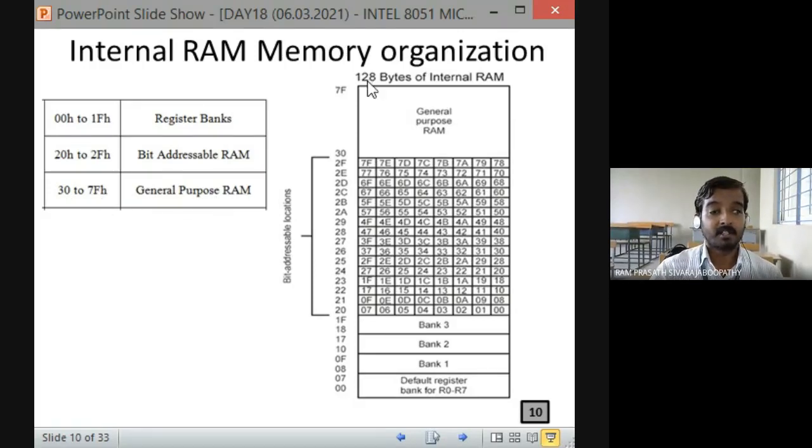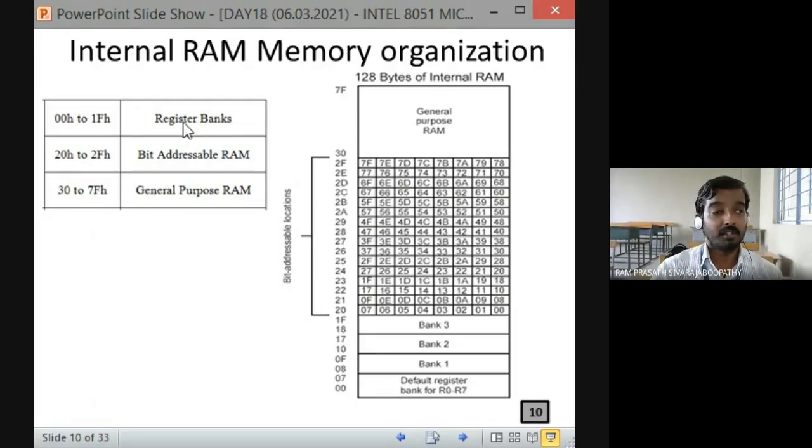That means the total 128 byte memory is divided into 3 sections. The register bank area from 00 to 1FH, then 20H to 2FH is the bit addressable RAM area, then the remaining memory space is utilized as the general purpose RAM area.